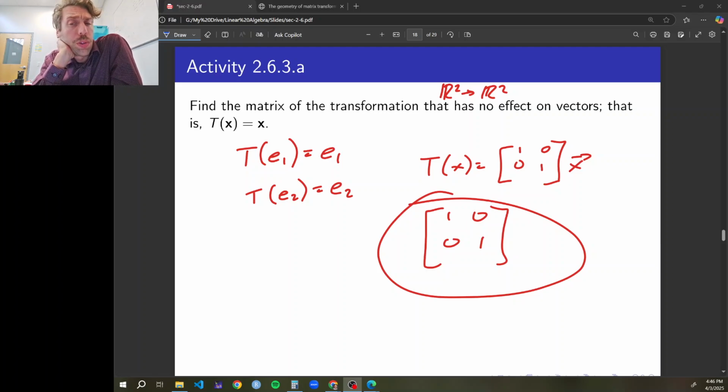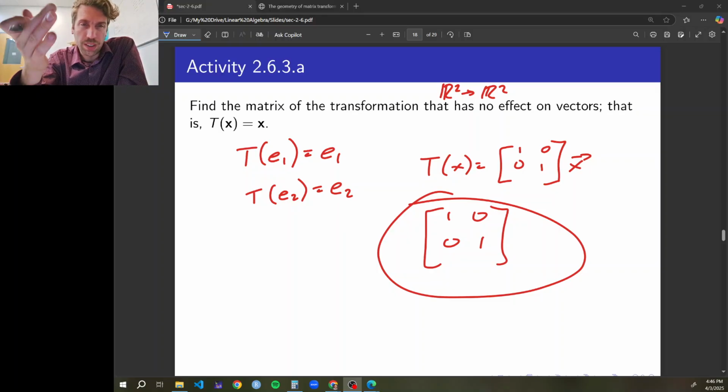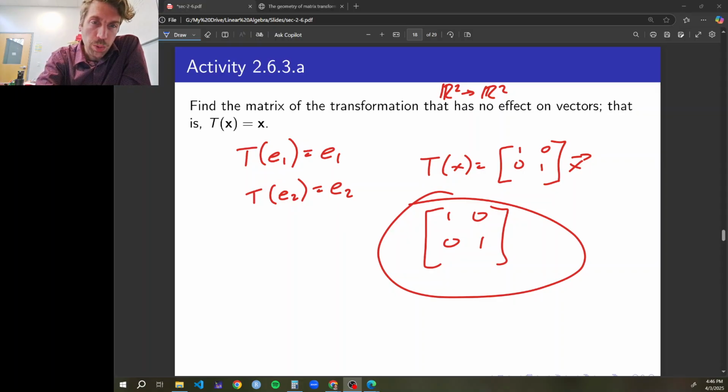Okay, now we're going through some ideas of switching between geometric ideas and matrix ideas. So here's our first example, part activity 263 part A. Find the matrix of the transformation that has no effect on vectors, that is T of x equals x. So then T of e1 is going to equal e1, T of e2 equals e2. So the first column is then e1, the second column is e2. So there you go, it's the identity matrix.